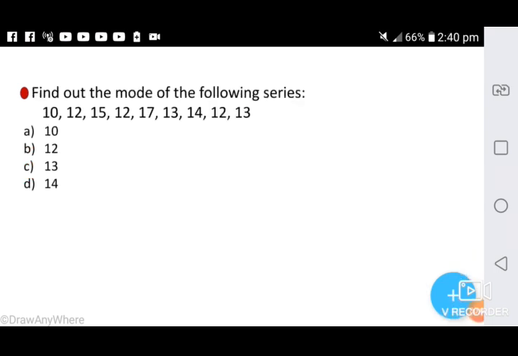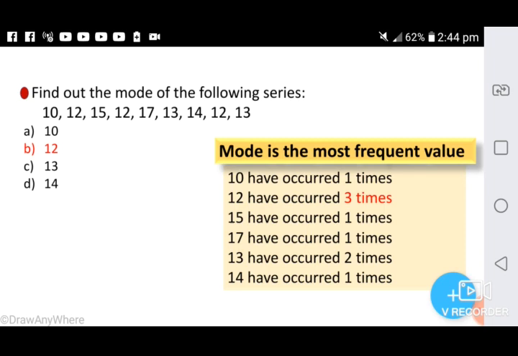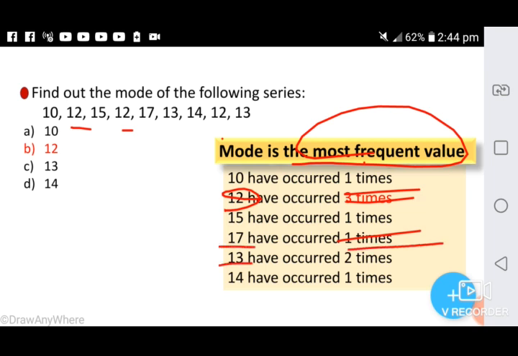Next one, find out the mode of the following series: 10, 12, 15, 12, 17, 13, 14, 12 and 13. Option A 10, option B 12, option C 13, option D 14. What is mode? Mode is the most frequent value. Count how many times each value appears: 10 one time, 12 three times, 15 one time, 17 one time, 13 two times, then 14 one time.